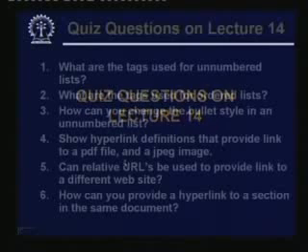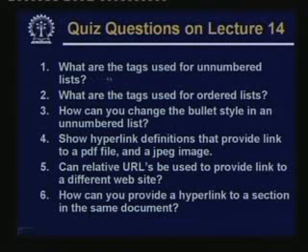Now some questions from today's lecture. What are the tags used for unnumbered lists? What are the tags used for ordered lists? How can we change the bullet style in an unnumbered list? Show hyperlink definitions that provide a link to a PDF file and a JPEG image. Some examples I want. Can relative URLs be used to provide a link to a different website?